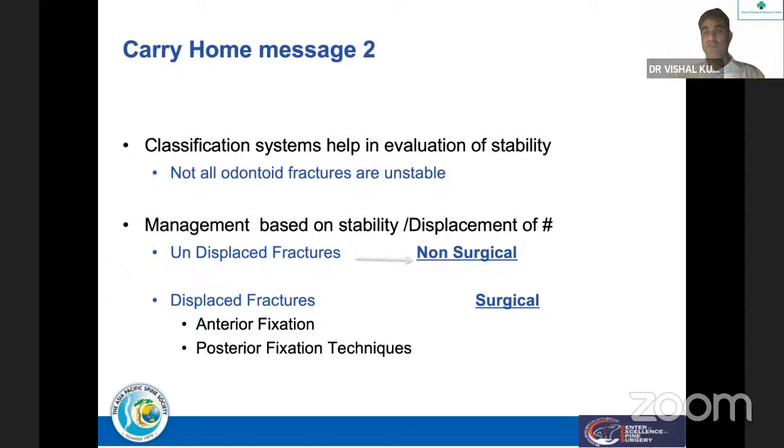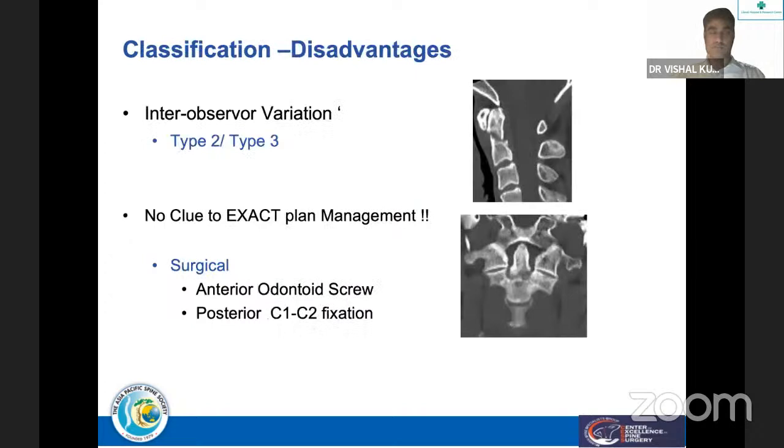And again, whether anterior or posterior is the way to go still remains unclear based on these classification systems. Moreover, the downsides of these classifications become bigger when there is inter-observer variation, like in this particular fracture, where the fracture line goes from the odontoid body all the way into the waist and into the body of the C2. So some may say it's a type 2, some may manage it as a type 3.